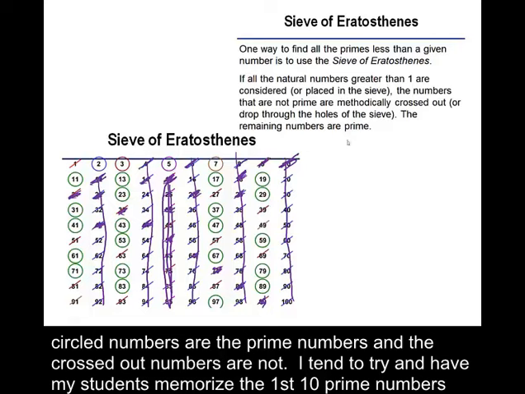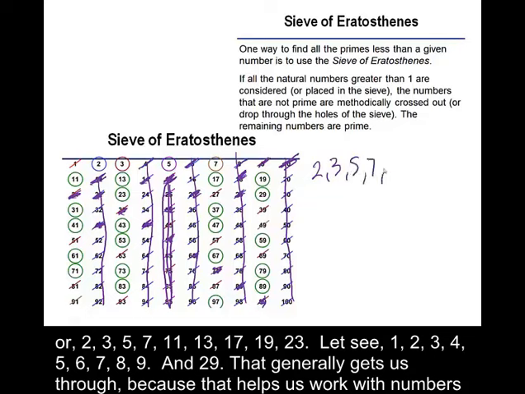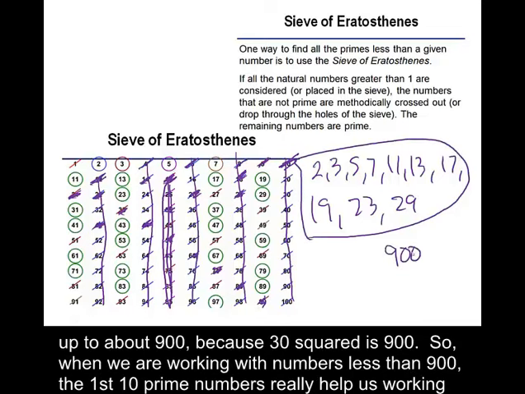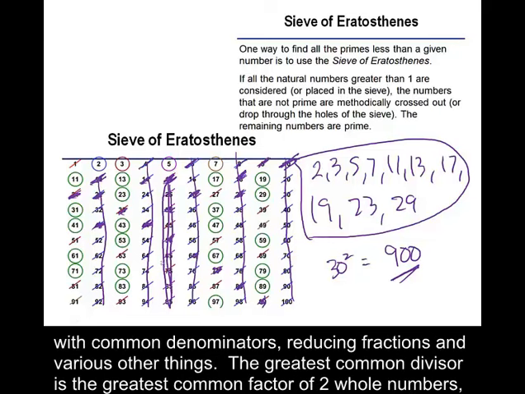I tend to try and have my students memorize the first 10 prime numbers: 2, 3, 5, 7, 11, 13, 17, 19, 23, and 29. That generally gets us through because that helps us work with numbers up to about 900, because 30 squared is 900. So when we're working with numbers less than 900, the first 10 prime numbers really help us with common denominators, reducing fractions, and various other things.